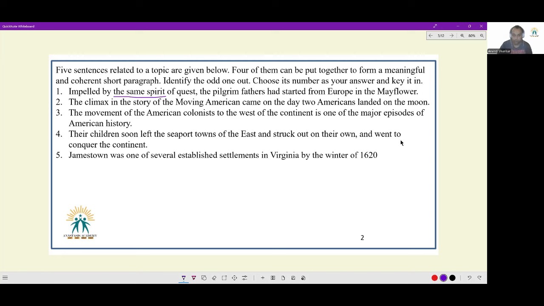See. And went to conquer the continent. They left the seaport towns of East and went to conquer the continent. And then the movement of the American colonies to the west of the continent. From East, they're moving to West. Would make sense. Jamestown was one of the several established settlements in Virginia by the winter of 1620.